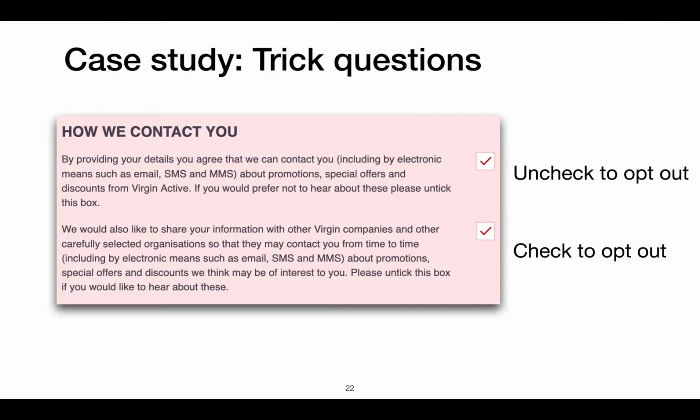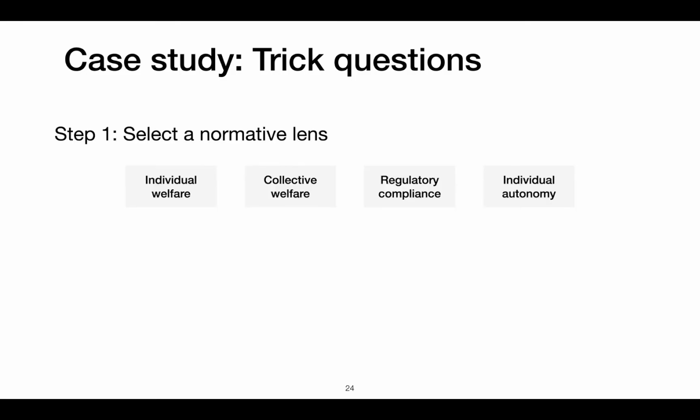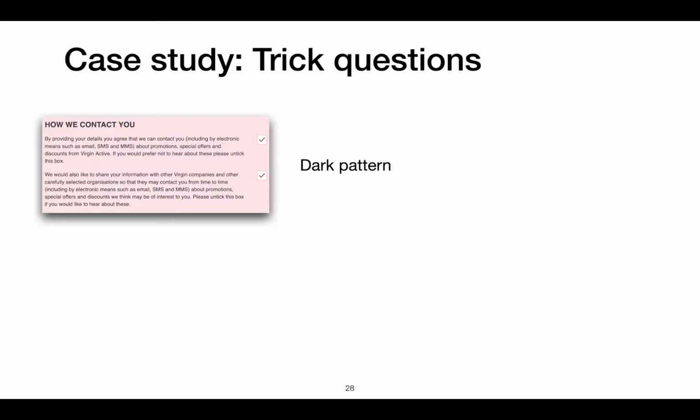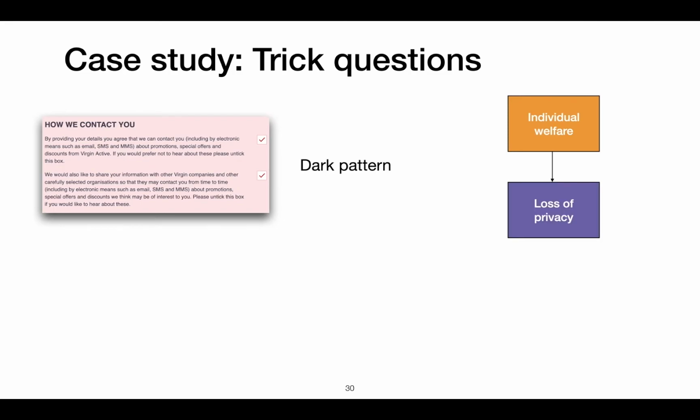So how can we use this framework to analyze dark patterns? Well, consider the trick questions user interface that I described at the beginning of this talk. We start by selecting a normative lens. Say we were to pick the individual welfare lens. We would then select a measurement method. Say we selected a lab experiment method. Under the individual welfare lens, we would start by selecting a specific kind of welfare that we may want to measure. Here, that may be a loss of privacy. We next select a metric to study the loss of privacy, and one such metric could be examining users' privacy preferences.